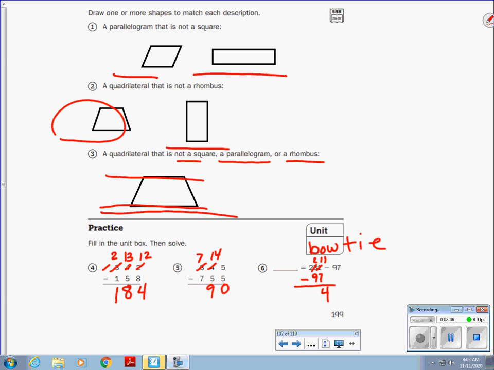2 minus 9, so we're going to need to come over here and borrow 100. So we only have 1, bring in 10 tens. We had 2. We now have 12. 12 minus 9 is 3, and 1 minus 0 is 1. So my answer would be 134.